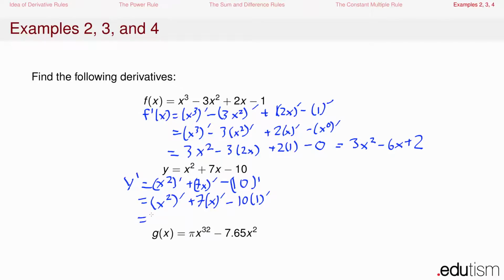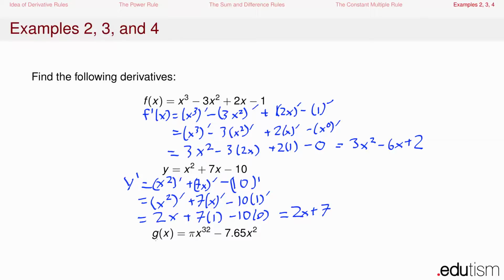Then we can do the derivative of x squared. That gives you 2x. The derivative of x is just going to be 1. The derivative of 1 is going to be 0. So this simplifies to 2x plus 7.